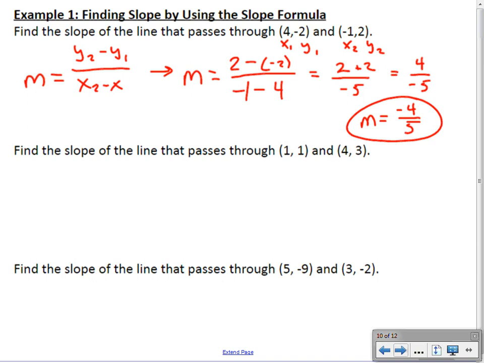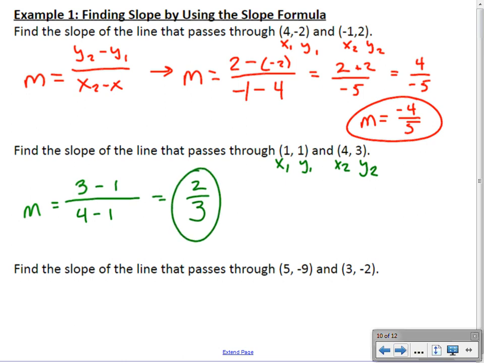Let's look at a couple other examples. Again, we're going to start by labeling. And then we substitute. So y2 minus y1 would be 3 minus 1. x2 minus x1 would be 4 minus 1. We get 2 over 3. So we would have to go up 2, right 3 to get from one point to the next on that line.